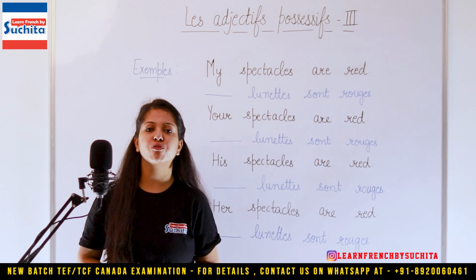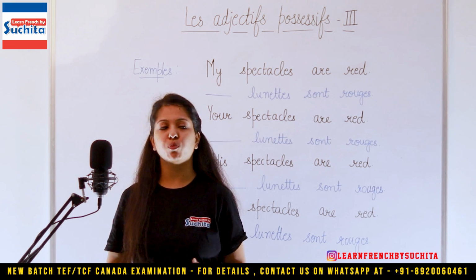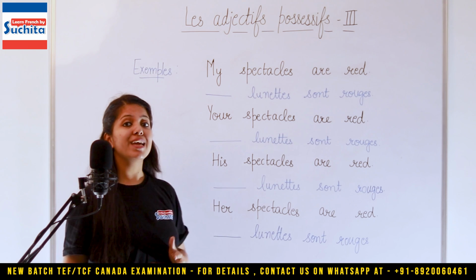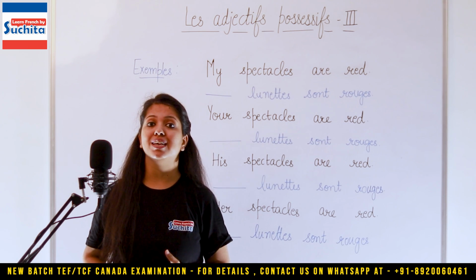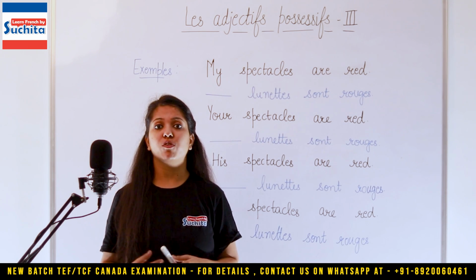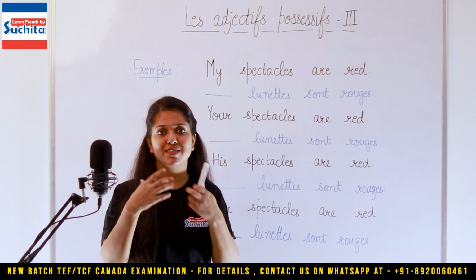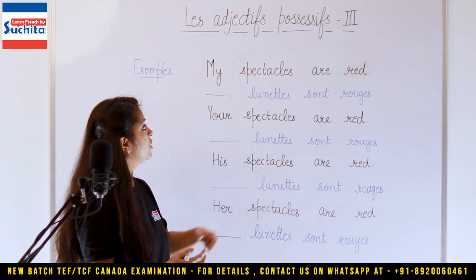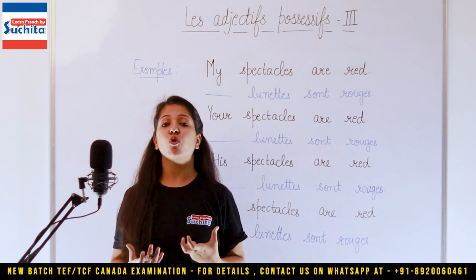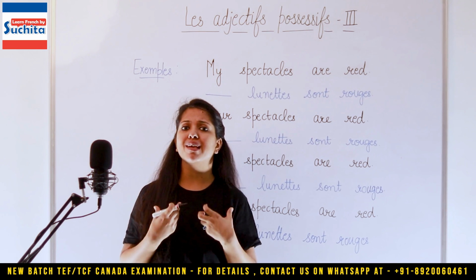Now, here I have written a few examples in order to explain better. My spectacles are red. My spectacles. So for spectacles, you say lunettes. That's always plural because they always exist in pairs. So, Mes lunettes sont rouges, if you want to say my spectacles are red.